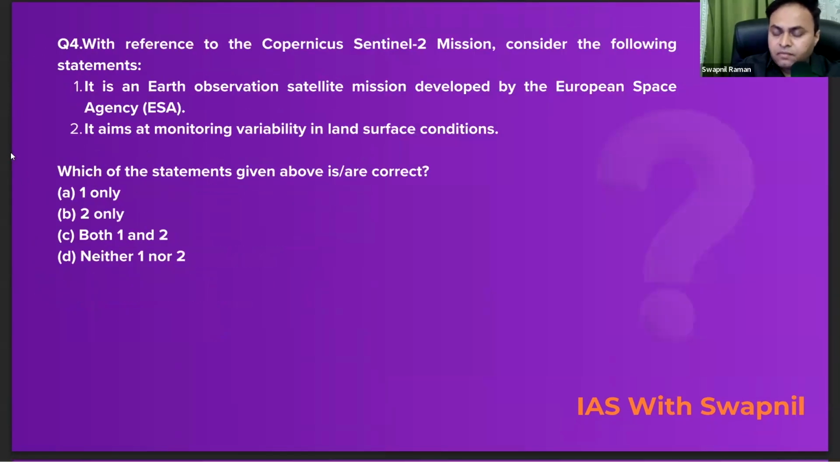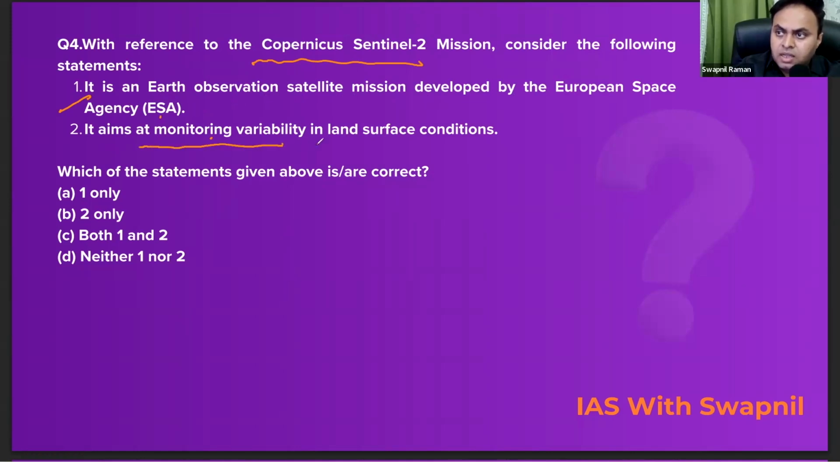Look at the question number 4. With reference to the Copernicus Sentinel-2 mission, consider the following statements. The first statement says, it is an Earth observation satellite mission developed by the European Space Agency. Absolutely correct. The second statement says it aims to monitor the variability in the land surface conditions. Again, correct. Question is, which of these statements given above is or are correct? So both these statements are correct here. C for Calcutta would be the correct answer, right?